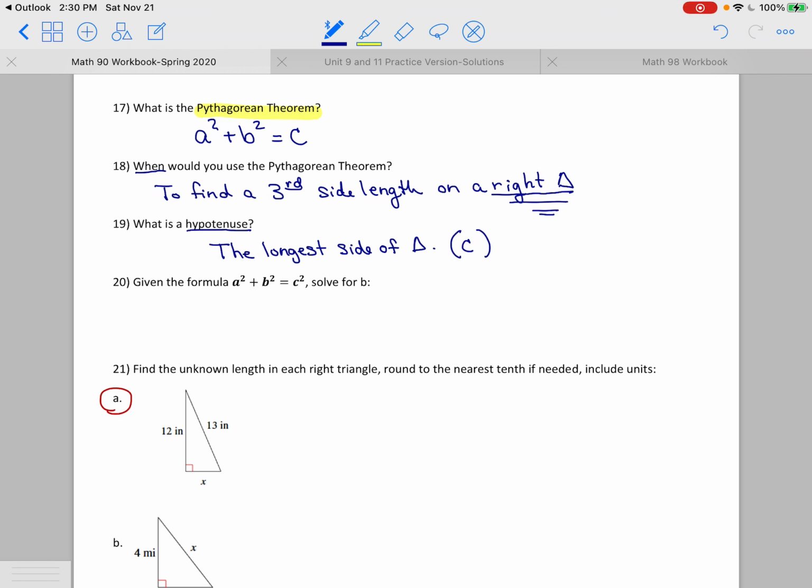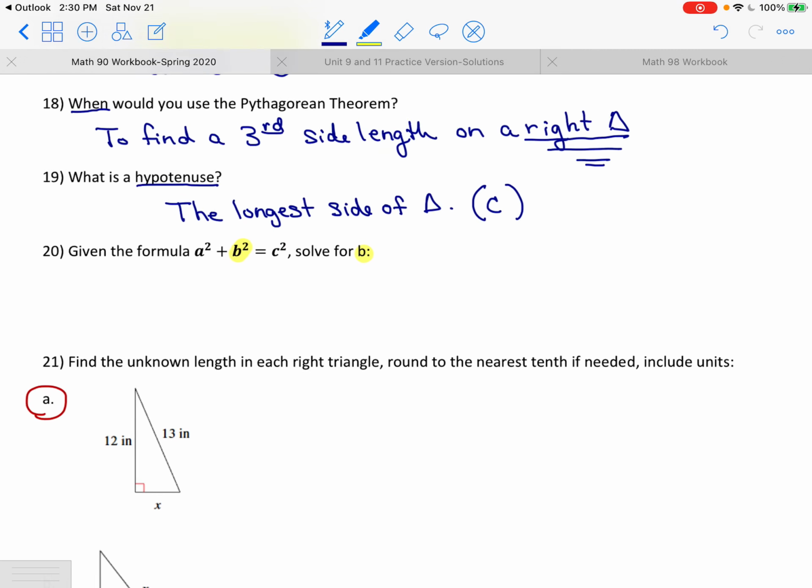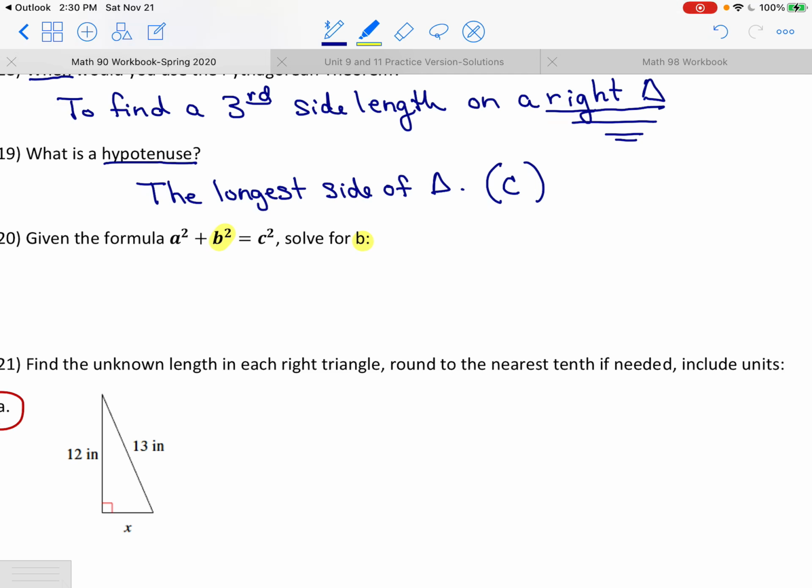Given the formula a squared plus b squared equals c squared, they want us to solve for b. So we're really going to try to isolate b squared first and then solve for b. We're just using our algebra skills to do that. If we knew that we were trying to isolate b, at least starting with b squared, we're going to want to subtract our a squared from both sides. Of course, a squared minus a squared leaves a 0. So we've got b squared equals c squared minus a squared.